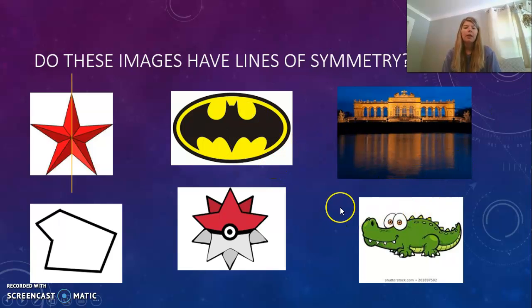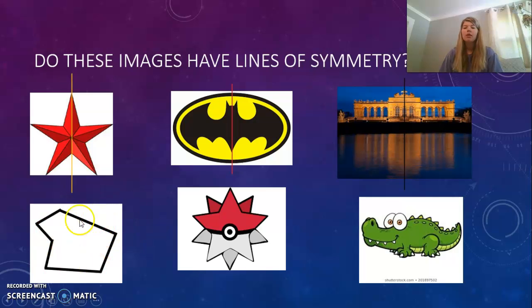All right, so what about the Batman symbol? Let's move right along to it. Yep, it's got a line of symmetry right there in the middle. Same thing, if we fold it, there's no overlap. Now we're going to go on to this picture of this beautiful building, and it has a line of symmetry. It goes right down the middle again, and you can see on each side it has the exact same things.